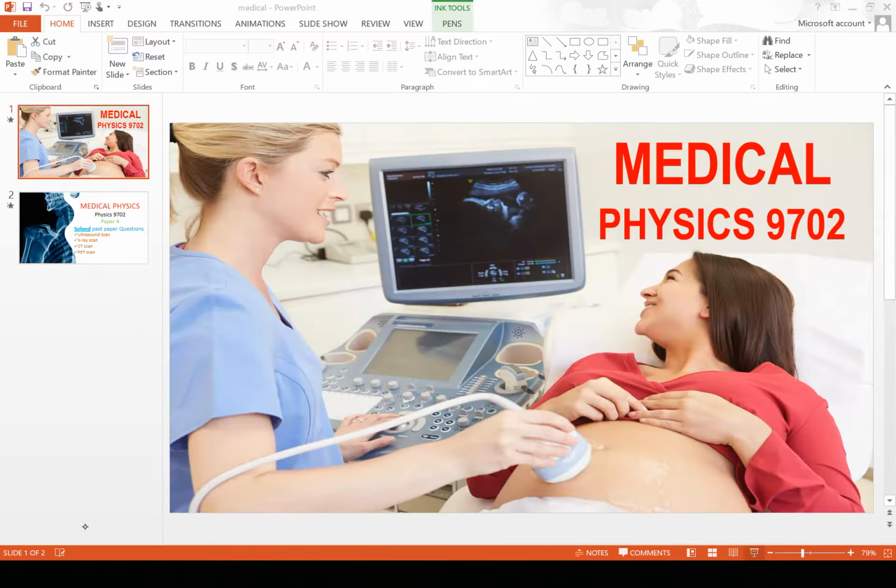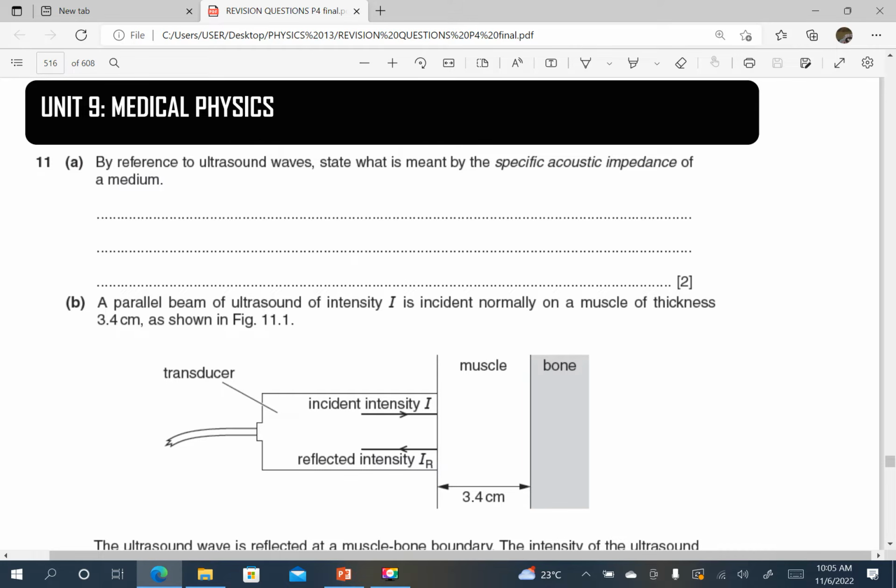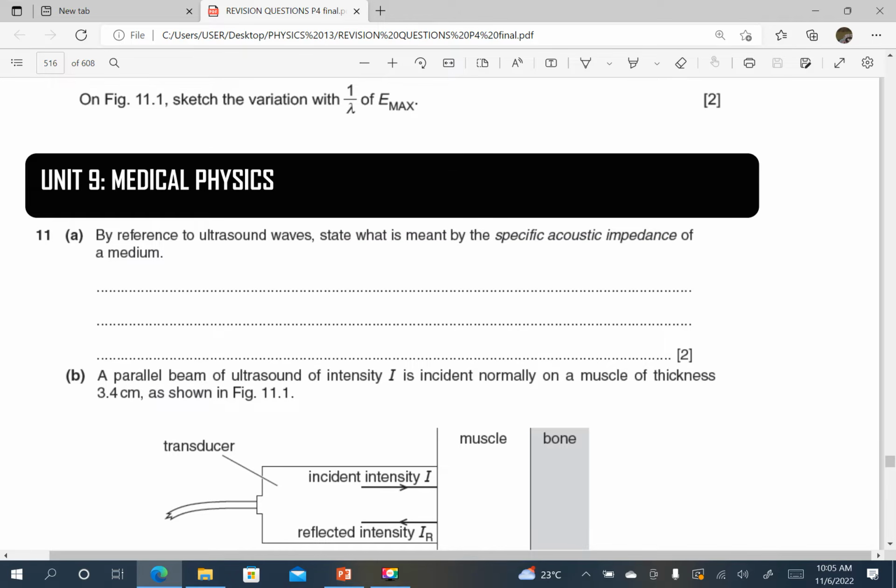So let's straight away move to our document of medical physics, of our past paper questions. You must have this document in hard copy. If you want to make learning interesting, you try to work out. We always learn easily by doing rather than just watching and listening. So these are the sample questions you will find in medical physics, and let us start.